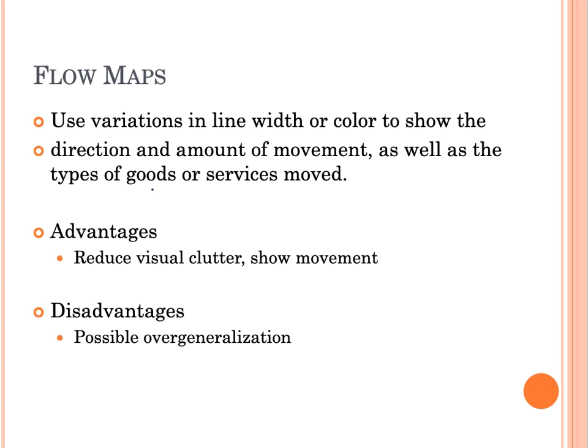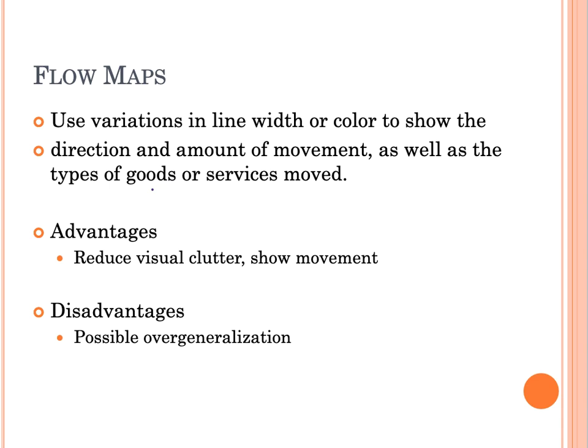Flow maps use variations in line width or color to show the direction and amount of movement, as well as the types of goods or services moved. The advantages of flow maps are that they reduce visual clutter and they show movement. The disadvantage is that they show possible overgeneralization.